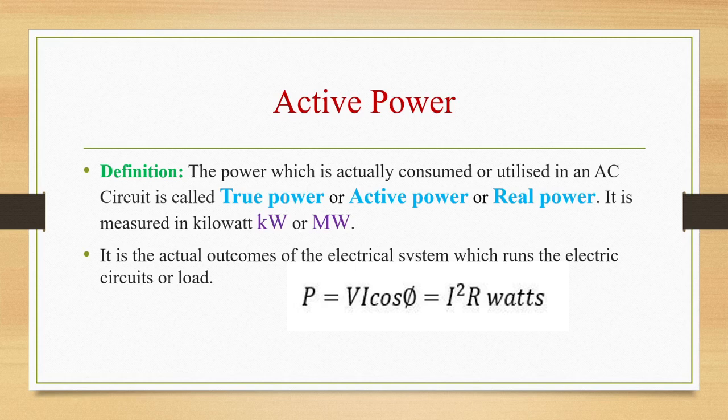The formula for active power is P is equal to VI cos phi, or we can write this as I square R watts. Whereas in DC circuits we have seen that power was equal to only VI, but in AC circuits, power will be equal to VI into cos phi. And what is active power? The power which is actually consumed or utilized in the AC circuit is called active power or true power or real power.